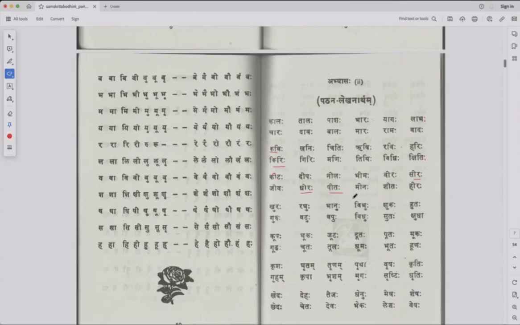Pitaha, yellow. Meenaha, a fish. Hiraha is a diamond. There are many meanings. Hiraha can be lion, snake, but the most common meaning is diamond.